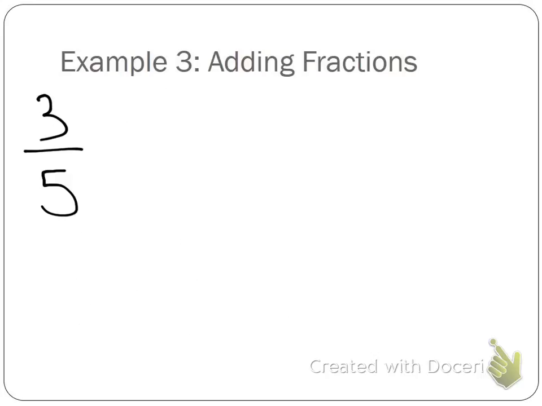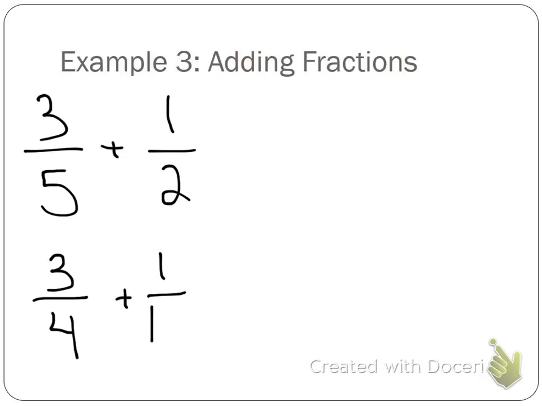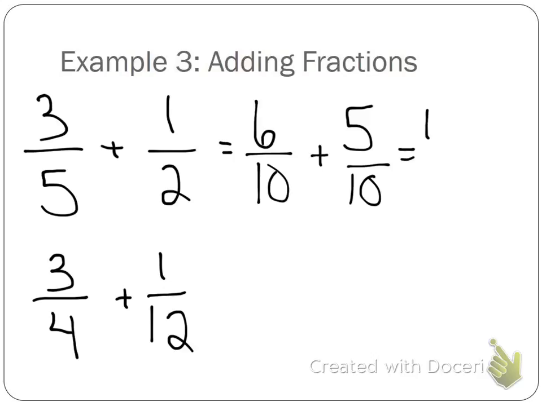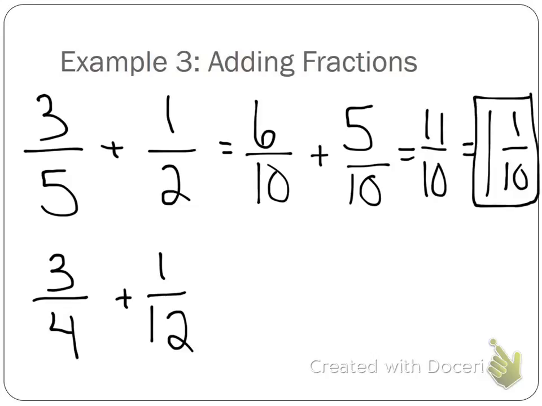Now I just want to do a couple more. What if I had 3/5 plus 1/2 and 3/4 plus 1/12? I want you to find your LCD and add them together. So find my LCD. LCD is 10 on the first one. I create my equivalent fractions, and I get 1 and 1/10. Who got that right? Very good.